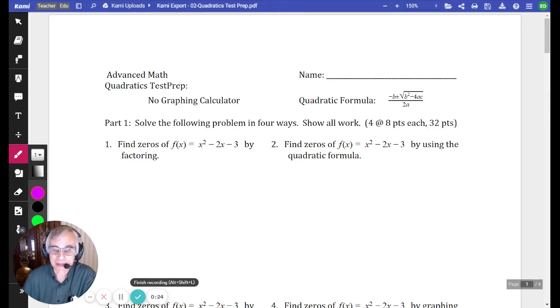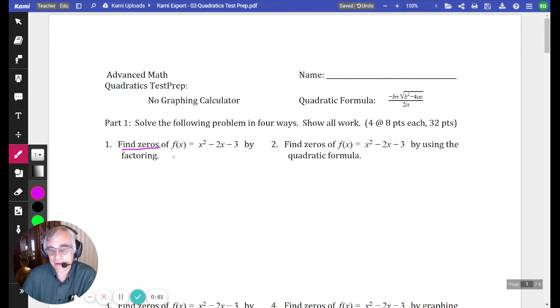First page is asking you to basically solve a quadratic function. Find the zeros of a quadratic function. Same function, 4 different ways. So number one, find the zeros. And find the zeros means that we'd want to find the values of x that make the function 0. In other words, if you put the zeros into the function, it would evaluate to 0.